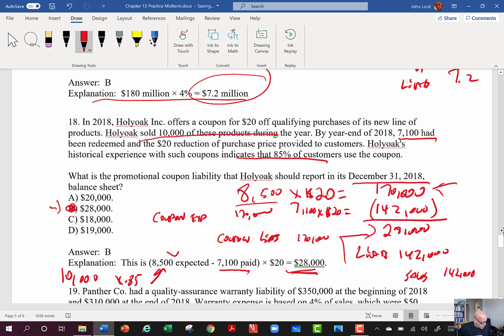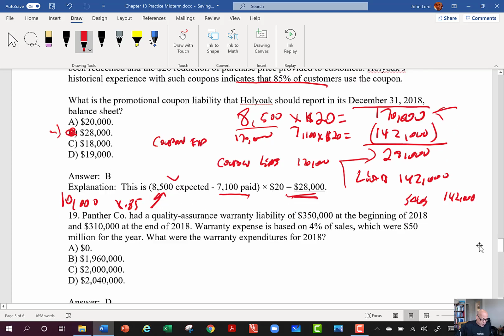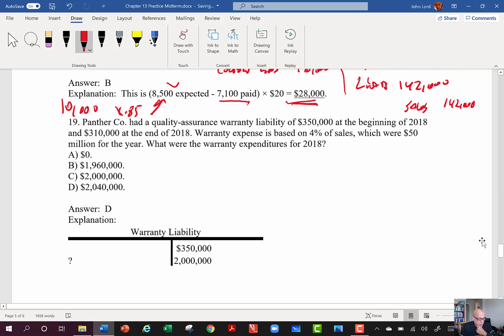Good. So let's take a look at the next question. Number 19: this Panther company had quality insurance warranty liability of $350,000 at the beginning of 2018 and $310,000 at the end. Warranty expense is based on 4% of sales, which were $50 million for the year. And what is the warranty expenditures?